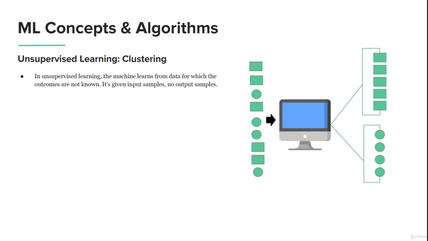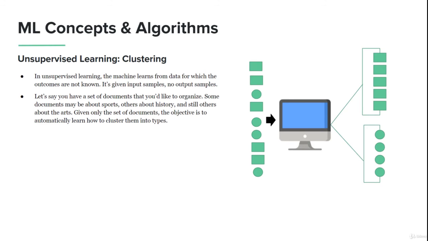And so now let's take a look at the unsupervised learning clustering. So in unsupervised learning, the machine learns from data for which the outcomes are not known, right? It's given input samples, but no output samples. So if you look at the image there to the right, we have all the different squares and the circles, and then they are clustered in two different clusters based off of how many squares and how many circles. So it's pretty much set up there where it's able to classify them and cluster them into separate groups.